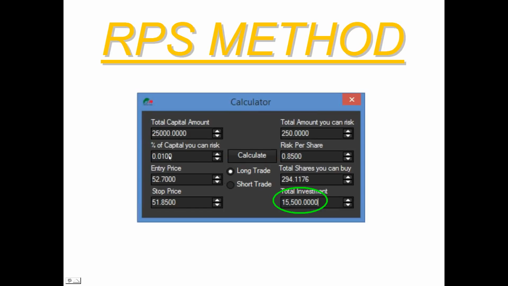We change our risk to 1%, and by simply doing that, now we can purchase this. Now we have the capability, because we're only going to be spending $15,000 roughly, and we have a total of $25,000.